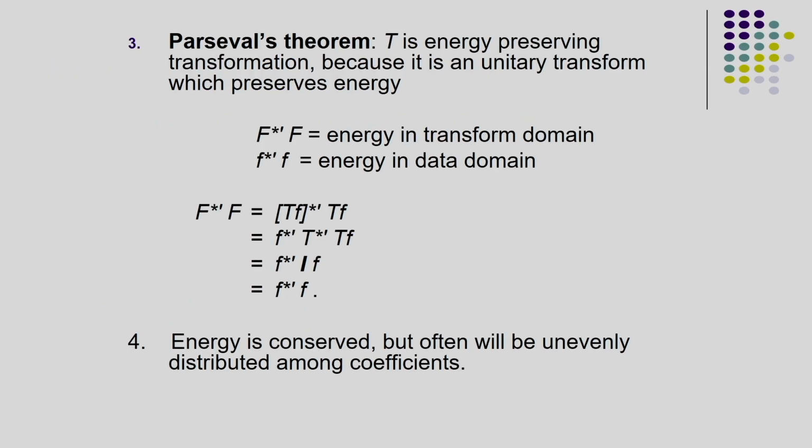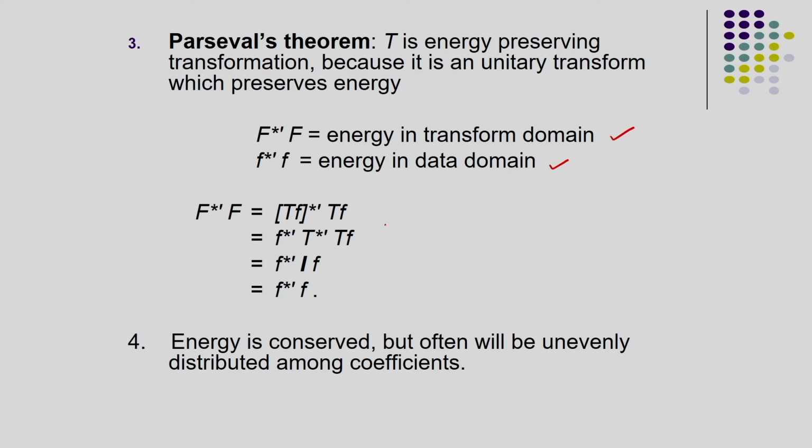Another important property is Parseval's theorem. That means T is energy preserving. The transformation is energy preserving because it is a unitary transformation, which preserves energy. That is called Parseval's theorem. In the mathematics I have shown here, first I am calculating the energy in the transform domain. F complex conjugate transpose F corresponds to the energy in the transform domain. And another one is the energy in the data domain, small f complex conjugate transpose f, that is the energy in the data domain.